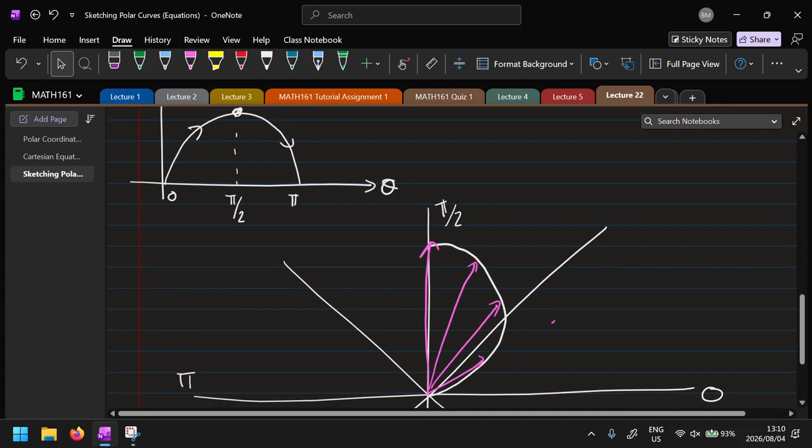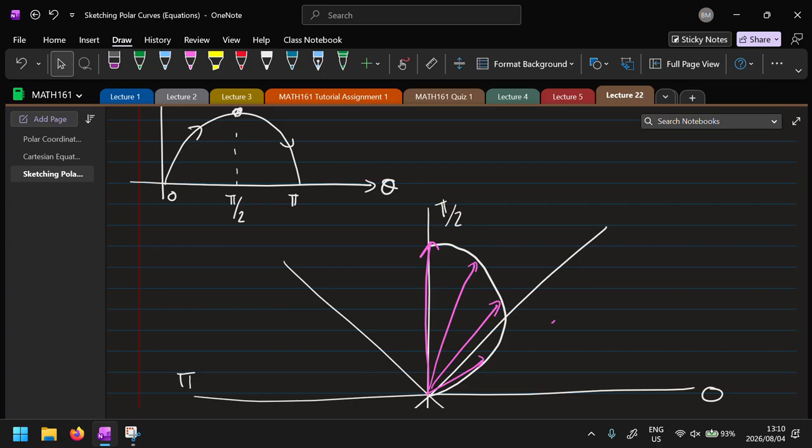Now, let's go from pi over 2 to pi. So we're going counterclockwise again. What's happening to the radius? From pi over 2 to pi, it's decreasing. So we're going to start off with the radius being at 1. And as the angle increases counterclockwise, the radius must go to 0. So we can go back to the picture here. So we're going to start out here. Angle pi over 2, we start over there. As we increase the angle, the radius must get smaller.